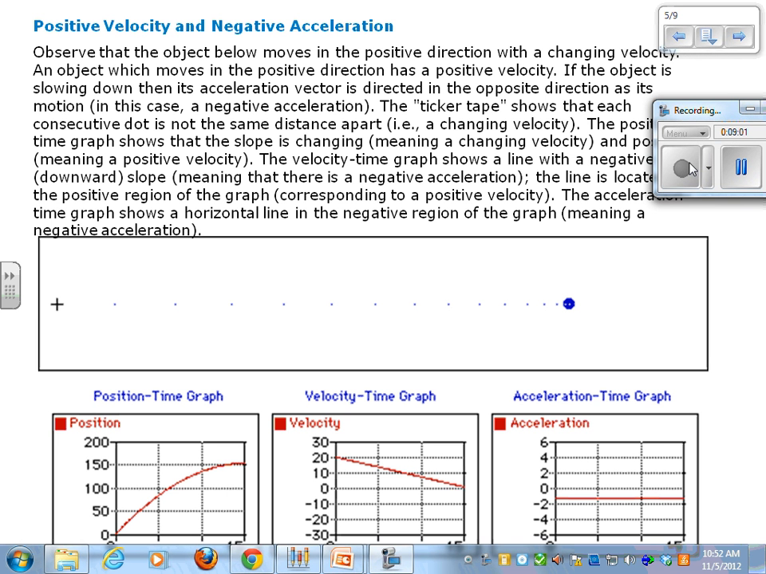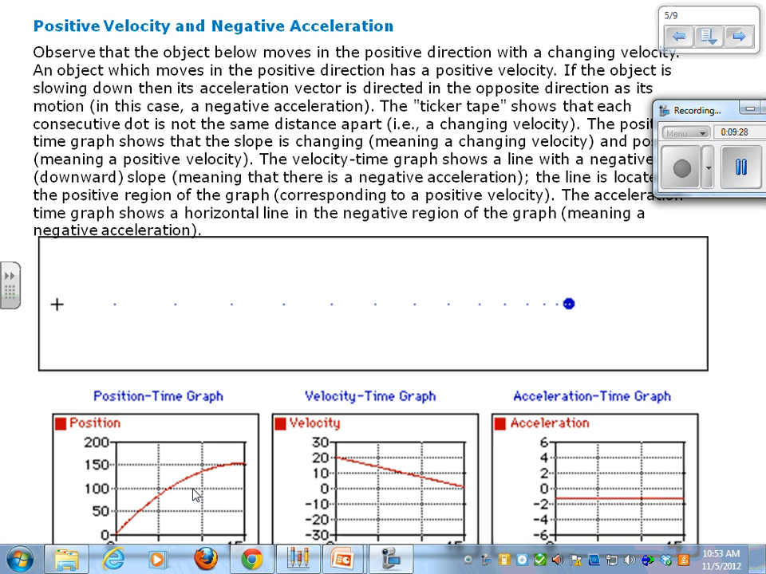Okay, so the next one is negative velocity, positive acceleration. Negative velocity means it's moving to the left, but positive acceleration means it's backwards this way, and when the signs are opposite, it's slowing down. I'm going this way, and my acceleration is back this way, slowing down, right? Negative velocity, though, means it's going to the left. Now, what do you think those graphs are going to look like?